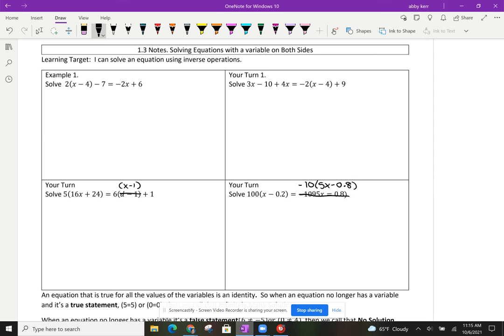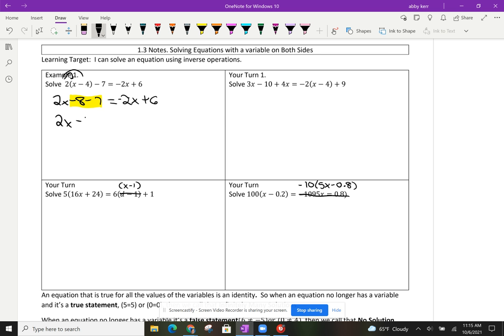All right, so in these notes, we are going to solve variables on both sides. So the first step is always to get rid of the parentheses, and how we do that is by distributing. So then we have 2x minus 8, drop down the minus 7, and then drop down the negative 2x plus 6. The next step has always been to combine like terms.